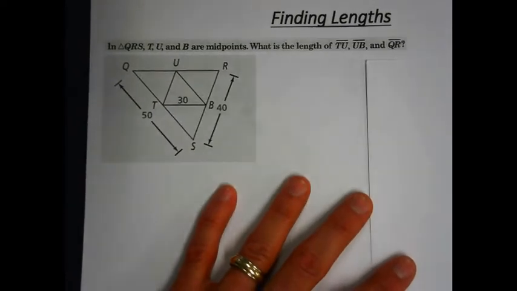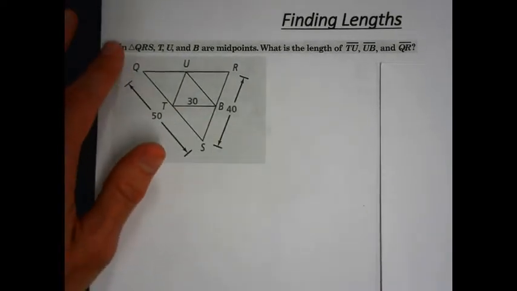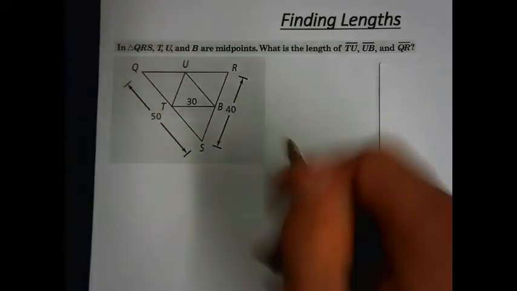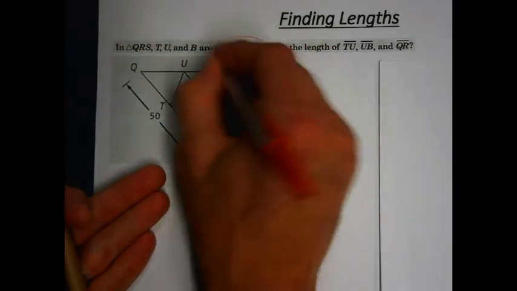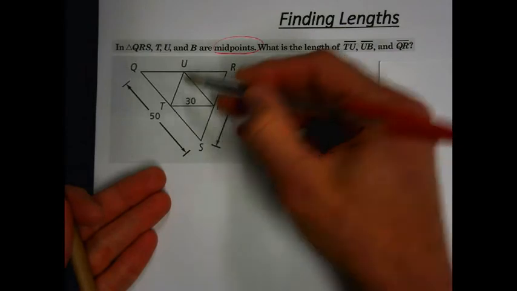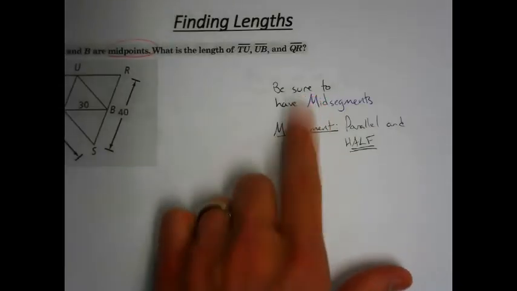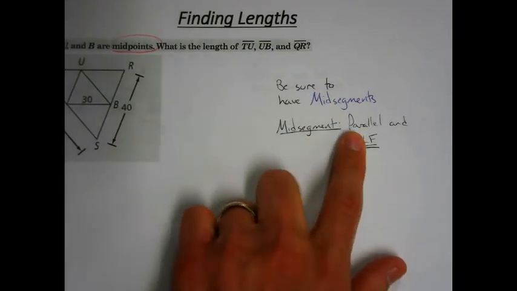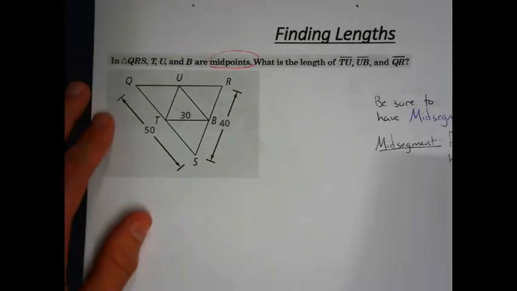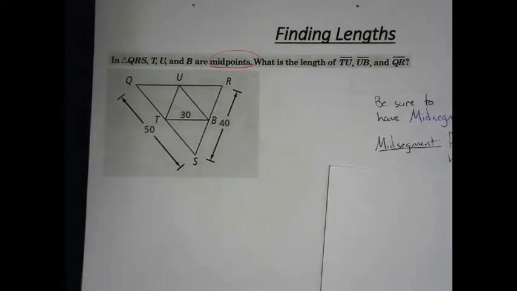Now we're going to find lengths. Okay, so in this example, we got triangle QRS. T, U, and B are midpoints. That's an important part, right? That means TU, UB, and TB are all midsegments. Remember how midsegments work? Midsegments are parallel and half. So we know this now, right? We're all set. But now the question is, what is the length of TU, UB, and QR?